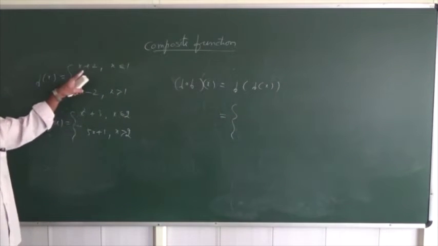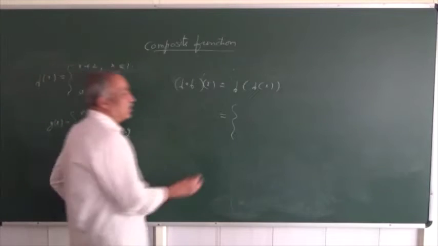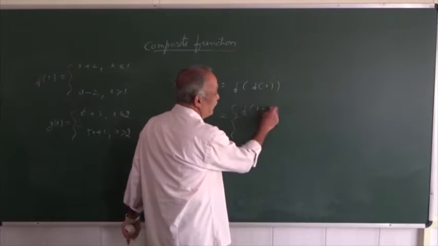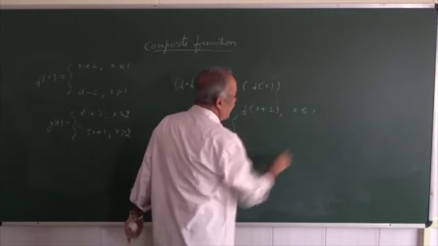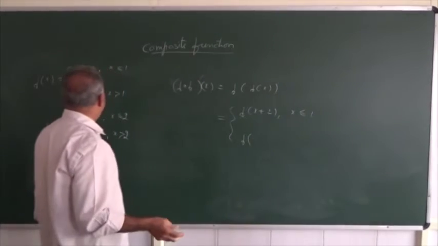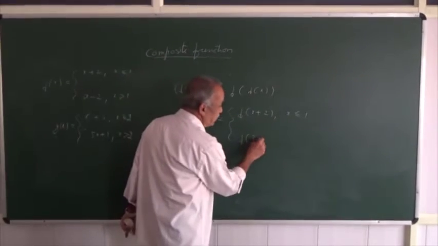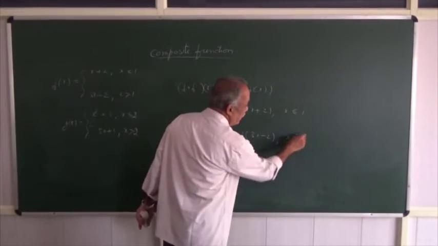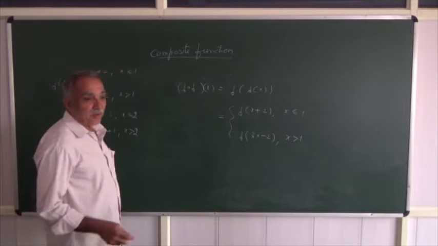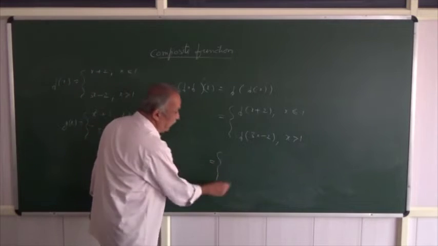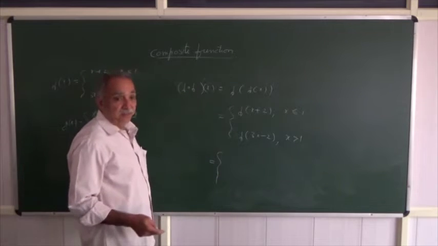For x less than or equal to 1, f of x is x plus 2. For x greater than 1, f of x is 3x minus 2. We have to apply f once again.